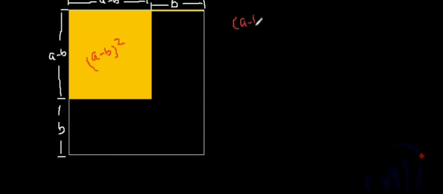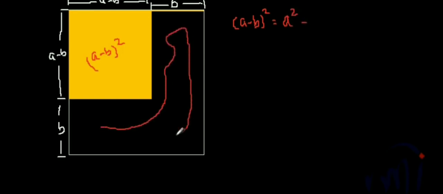A minus B square is actually equal to the area of the bigger square, which is A square, minus this area, right? This area, isn't it? So if somehow we are able to find the area of this L-shaped figure and remove that much area from A square, we'll get A minus B whole square. So let's try and do it.